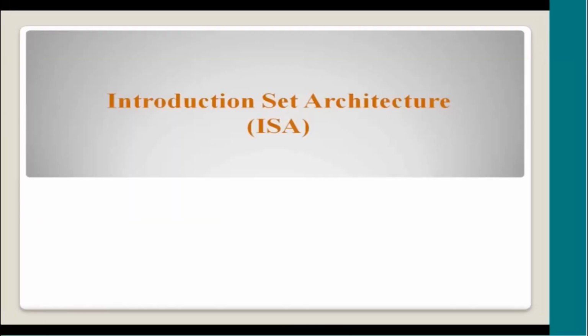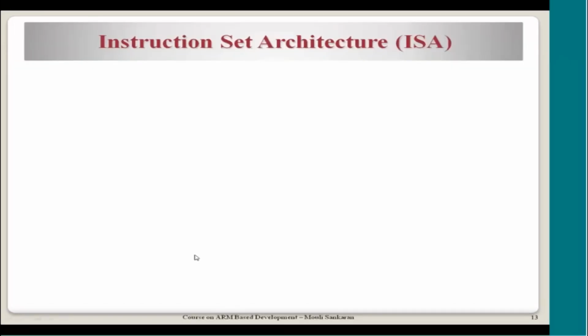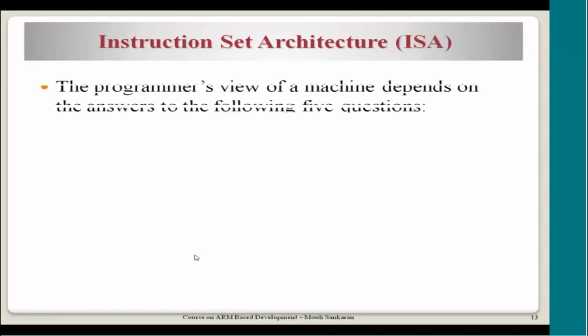Now we'll talk about instruction set architecture. You might have heard about ISA in your earlier courses on computer organization. This is the programmer's view of a machine, and it depends on answering the following five questions. How are instructions encoded? Now I spoke about instructions and data. Now we are going into the detail of how we are going to encode the instruction. What operation does the CPU need to perform?